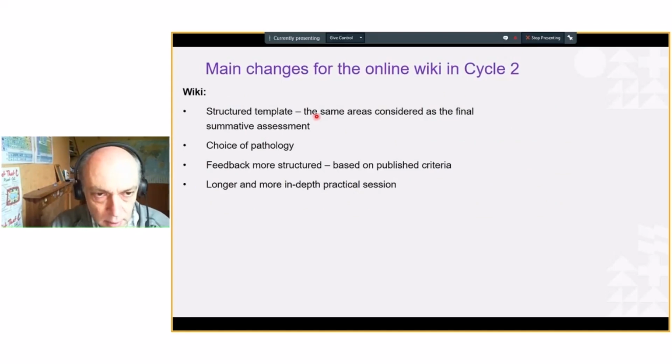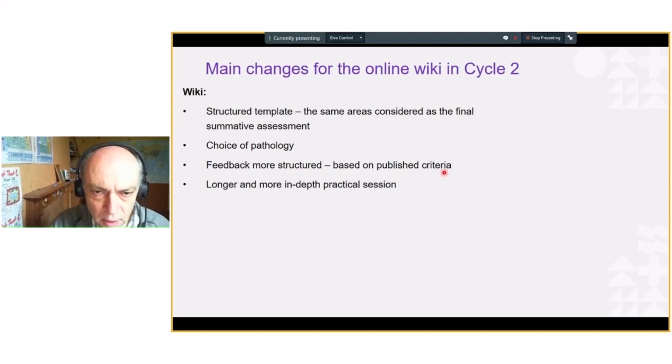Well, I made a number of changes for the wiki with the second cohort, the second year of delivering them. I used a much more structured template and considered the same areas as the final assessment, so it's more closely linked to the final assessment. It had the same headings in the wiki. I gave the students a choice of pathology, so they were able to own the wiki based on the pathology that they were interested in, the group.